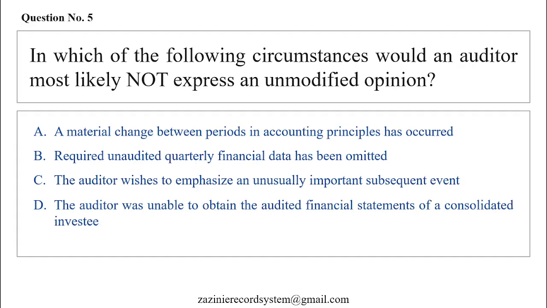Question number 5. In which of the following circumstances would an auditor most likely not express an unmodified opinion? Letter A. A material change between periods in accounting principles has occurred. Letter B. Required unaudited quarterly financial data has been omitted. Letter C. The auditor wishes to emphasize an unusually important subsequent event.